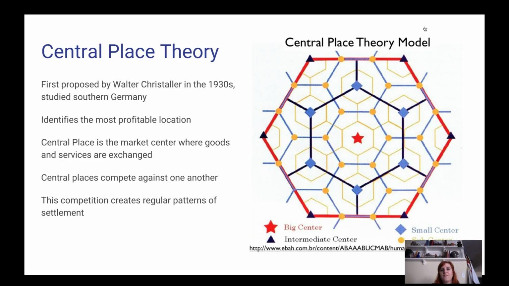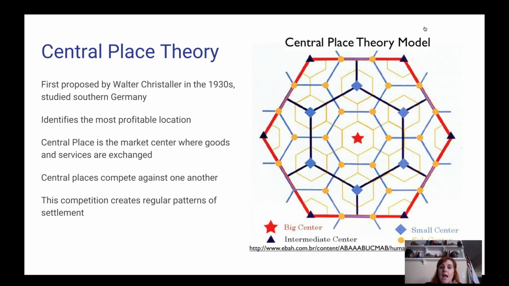All right, our first model, and you might want to just make a little doodle for yourself, but we will do a map journal on this, so don't sweat it too much. It's central place theory, which was also sometimes called Christaller's theory. Christaller is the guy you need to know that is associated with central place theory. He looked at cities in Germany, and that's kind of how he came up with this theory in 1930. And what it does, it identifies the most profitable location for a service.